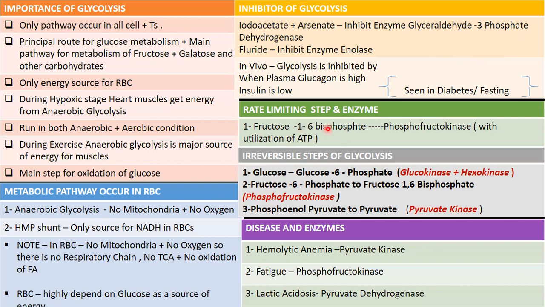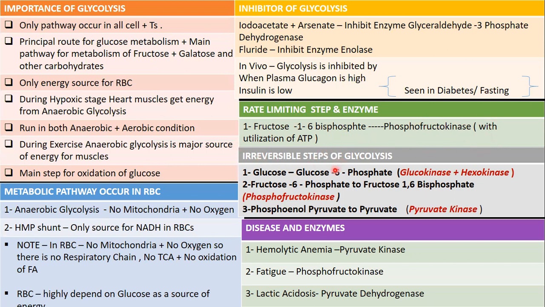When we talk about in vivo, glycolysis is inhibited by glucagon, when the blood plasma glucagon is high and insulin is low, as we can see in diabetes. That's why I'm saying just go and read the diabetes lecture so you can easily come to know this. When we talk about the rate limiting enzyme, it is phosphofructokinase, which converts fructose 6-phosphate to fructose 1,6-bisphosphate with the utilization of ATP. One ATP is used in this.